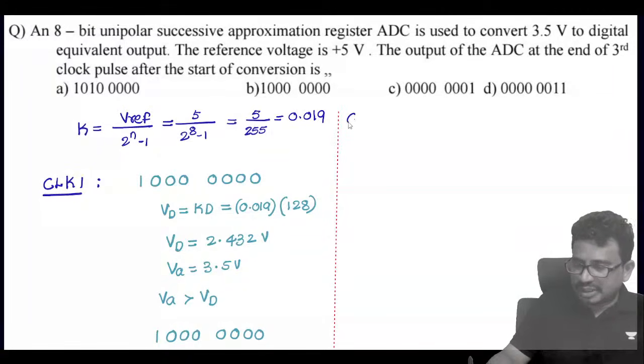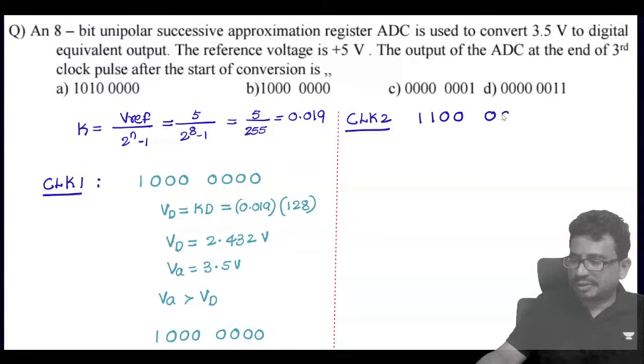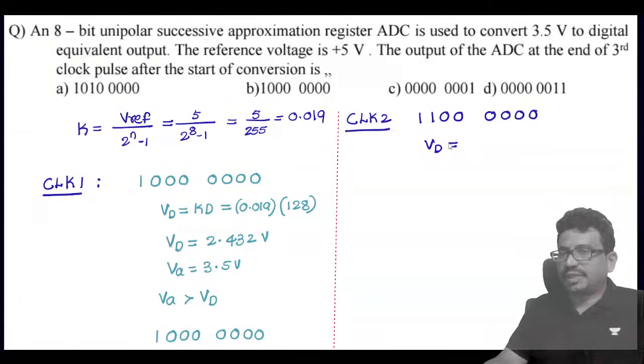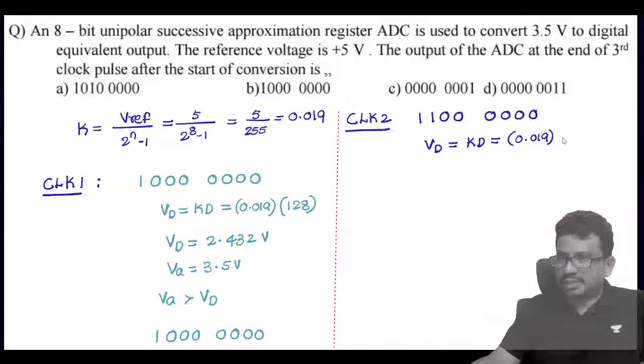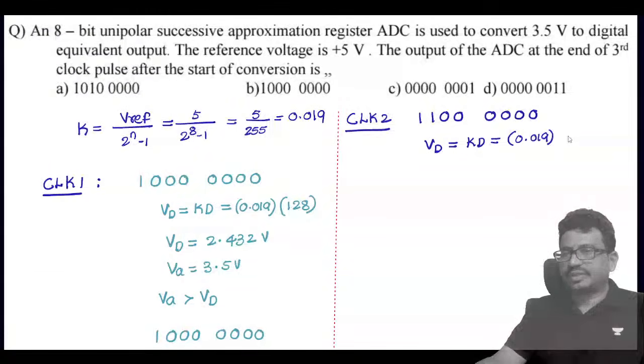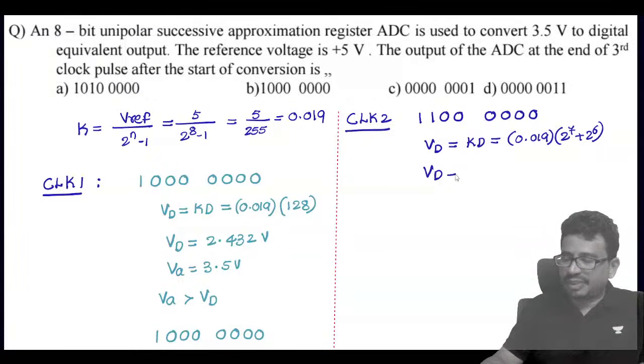Next, tell me, the second clock, what happens now? Clock 2: this is 1, 1, 0, 0, 0, 0, 0, 0. Can you tell me what this VD value is? VD value is K into D here. So that is given as K into D. K value 0.019 into the D value, how much? Decimal equivalent 2 power 7 plus 2 power 6. How much is this value? Tell me the VD value.